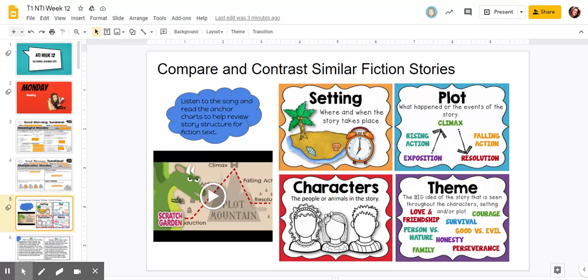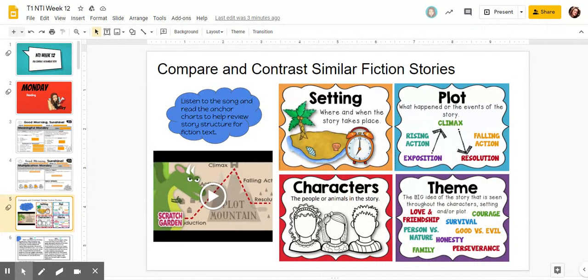Fiction text or stories use story elements such as setting, where and when a story takes place, characters, the people or animals in the story, the plot, which is what happened or the events of the story, and the theme, the big idea of the story that is seen throughout the characters, setting, and or plot.